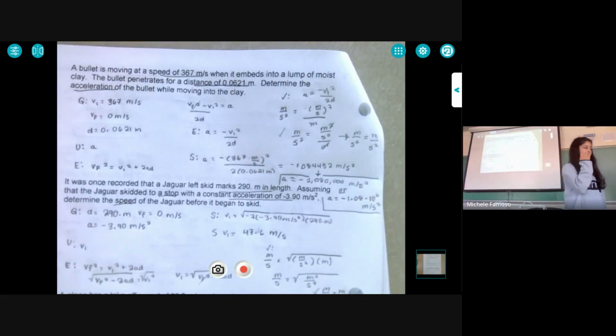By the way, the check in 13 is the same check as what we just had in number 12. Same one. All right. So in number 13, we have the 367 meters per second listed. We have the 0.0621 meters. We're looking for A. Now this one is the opposite of what the last one did. This one, the bullet was moving to start and it stops in that lump of clay. It embeds itself. That means it gets stuck there. So the VI is 367 meters per second. The VF is 0 meters per second. The D is 0.0621 meters.